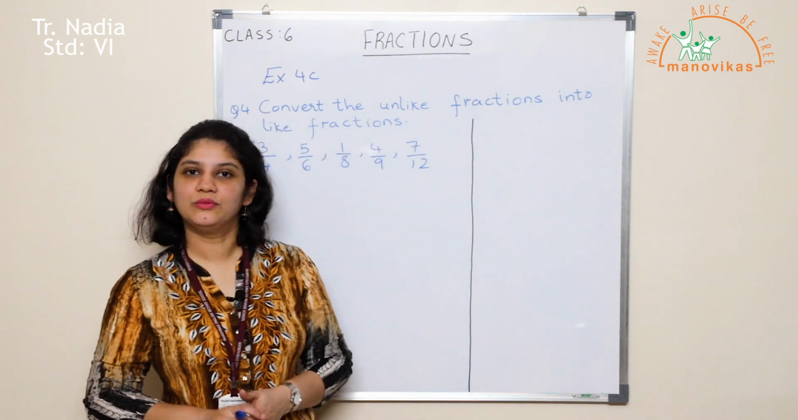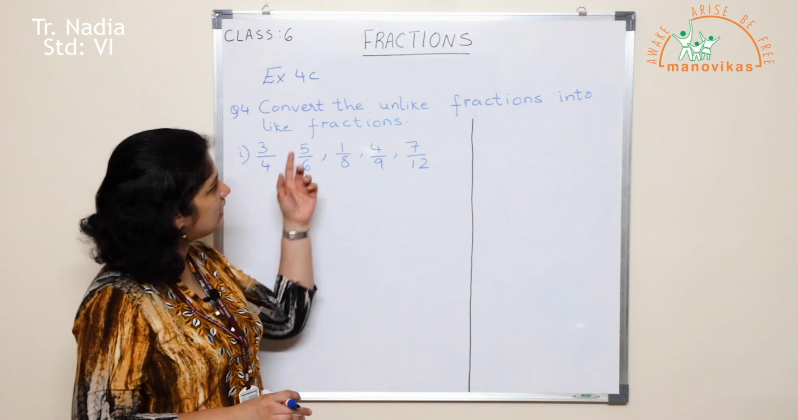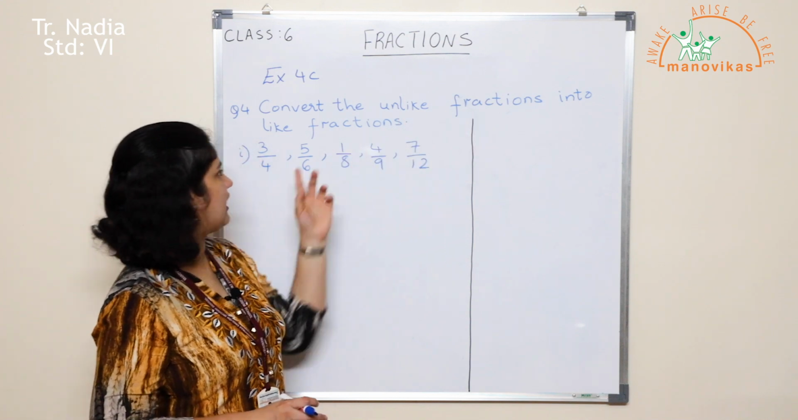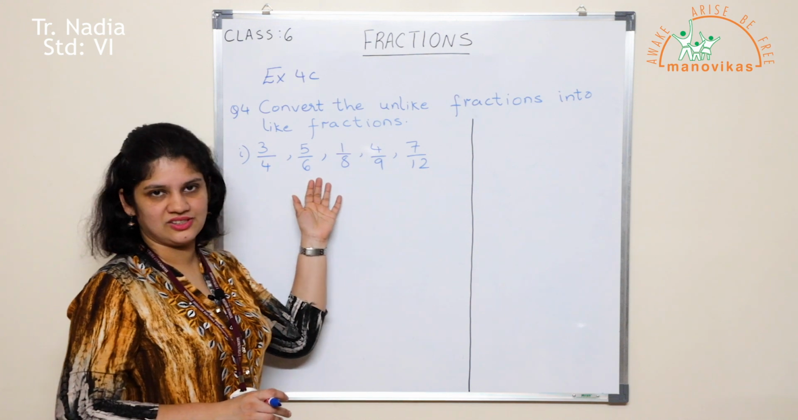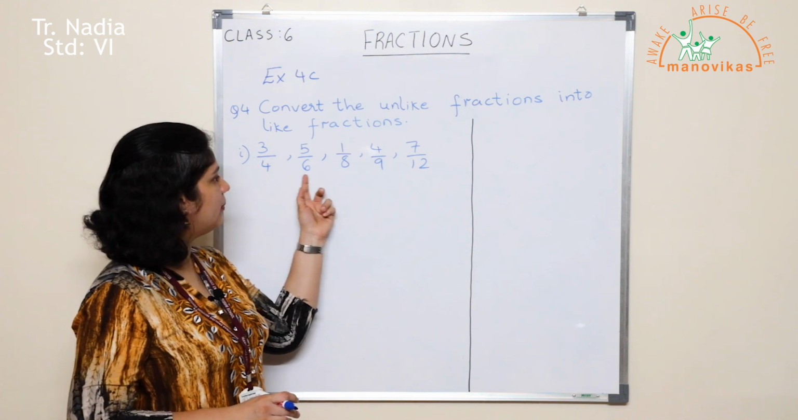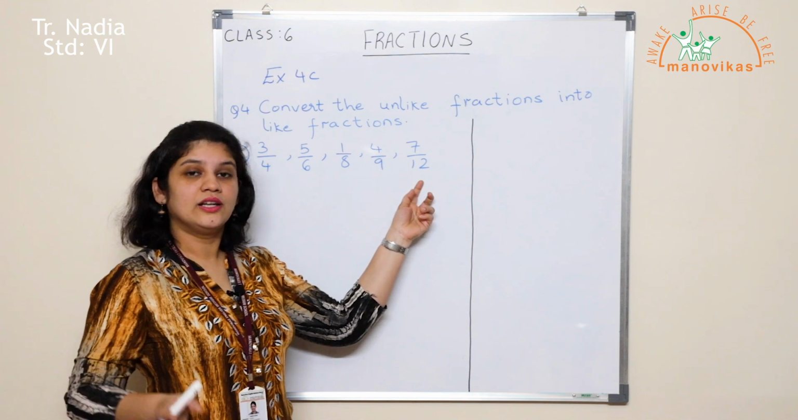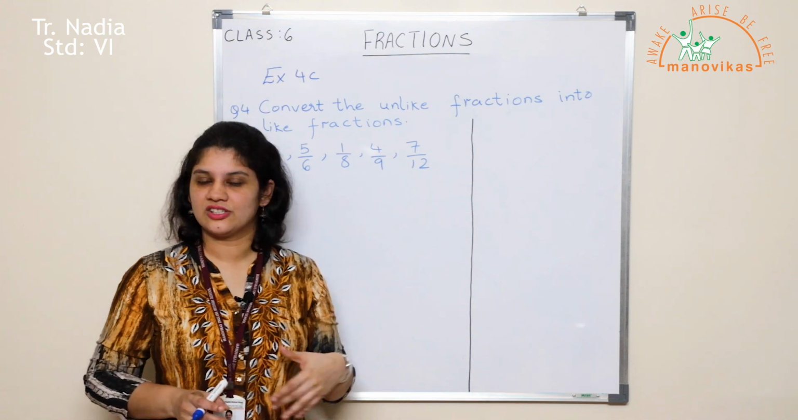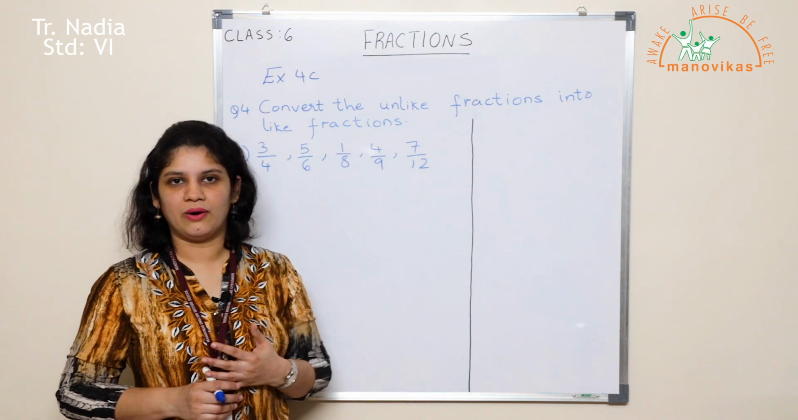Okay children, now we move to question number 4. Now in question number 4, you are told convert the unlike fractions into like fractions. You are given a group of fractions here. You can see the denominators are all different. So they are unlike fractions. Now you have to make these unlike fractions into a group of like fractions. Now how do we go about this?